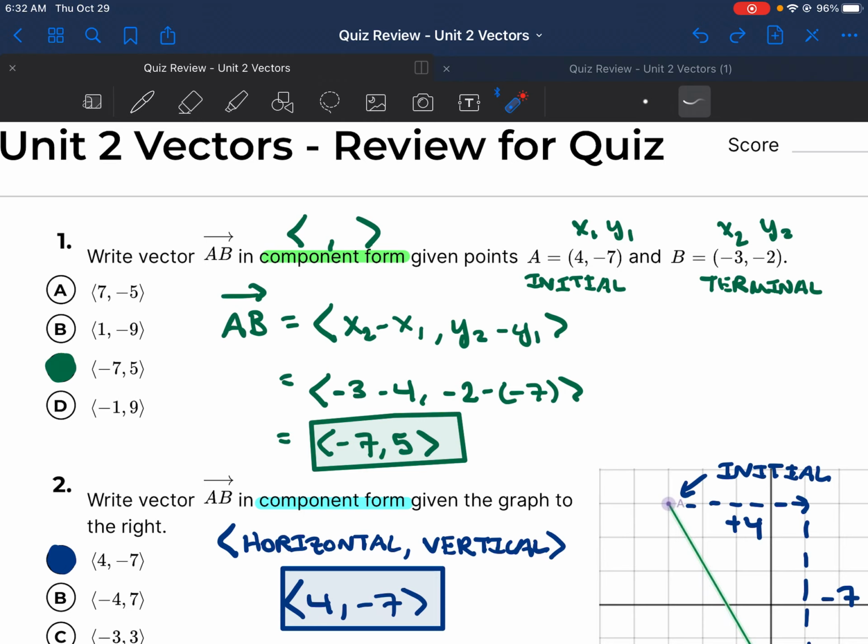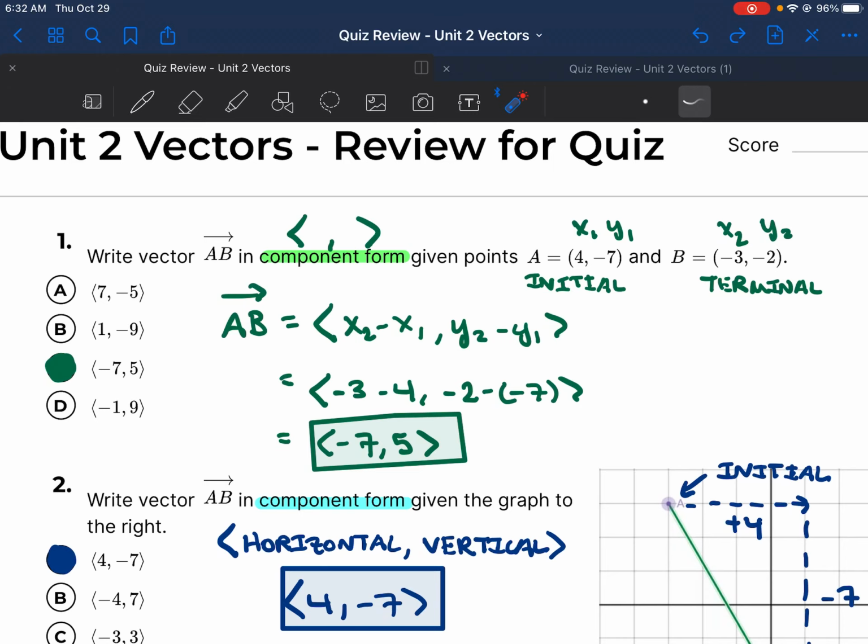In number 1, we want to write the vector AB in component form, given the points A equals (4, -7) and B equals (-3, -2). Component form means that we need to have our horizontal component first and our vertical component second. To put a vector in component form, we take the terminal point, in this case B, and subtract the coordinates of the initial point. So vector AB is going to be x2 minus x1, comma y2 minus y1.